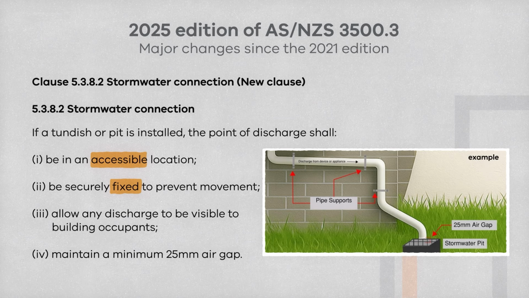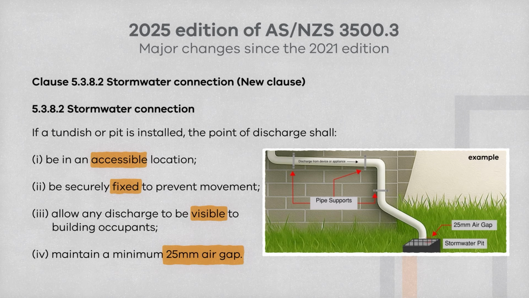When the appliance discharges, there should be no vibration or movement that could damage the pipework or cause water to splash out of the tundish. Third, it must allow the discharge to be visible. That means you should be able to see when water is being released. So if something discharges unexpectedly, it can be noticed early before it becomes a problem.